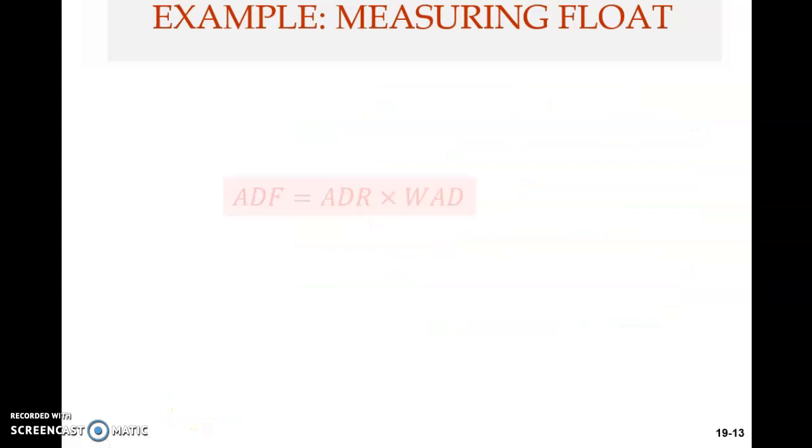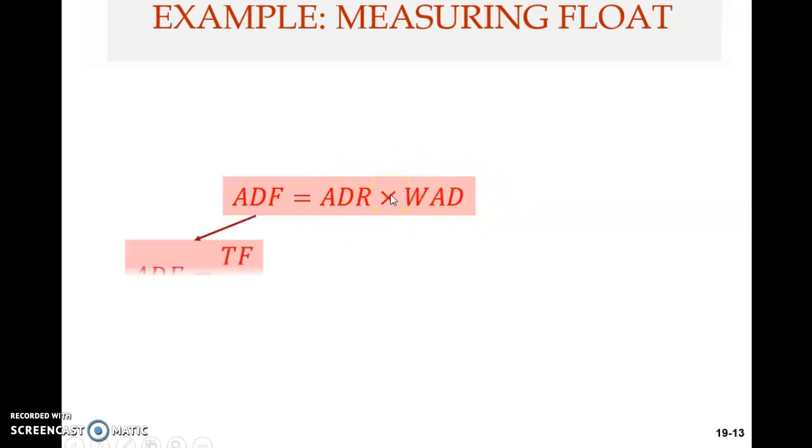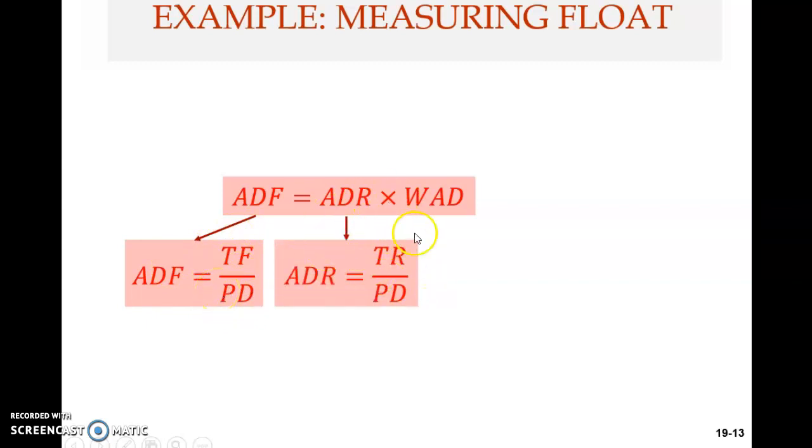Now we can summarize this. So we can say that ADF is actually made up of these two components, ADR and WAD. These are the three concepts that we were looking at in the previous slides. The average daily float is determined by two factors: one is average daily receipt, and the other is the weighted average delay. Now this ADF is actually total float divided by number of days in a period. Then average daily receipt is total receipt divided by number of days in a period.